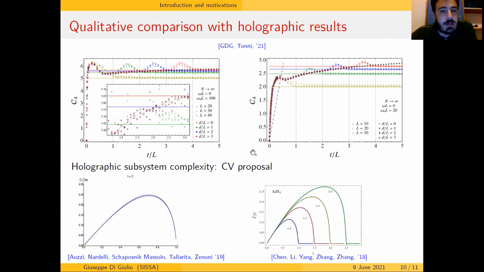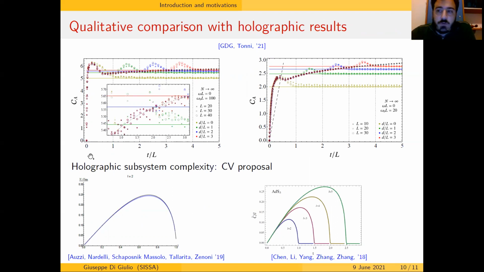These results can be compared with some holographic results, and this comparison can only be qualitative, and the reason is that our underlying conformal field theory has central charge c equal to 1, while the holographic results are obtained for CFTs with c much greater than 1. So here we compare our result in the continuum limit with some results for the holographic subsystem complexity in the CV proposal obtained by Auzzi and collaborators and Chen and collaborators.